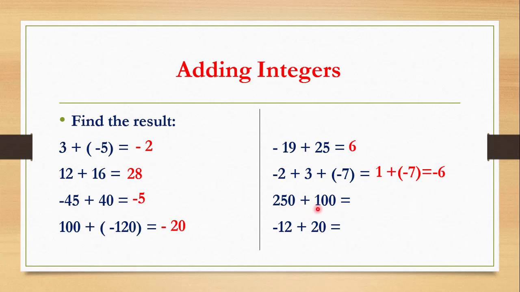250 plus 100. The same sign, so add and take the sign which is positive. So the result will be 350. The last one, we have different signs. So I'll take the sign of the greater which is positive. Then subtract. 20 minus 12 is 8.